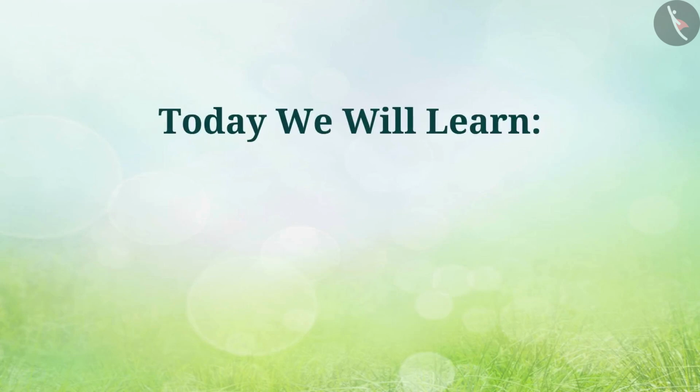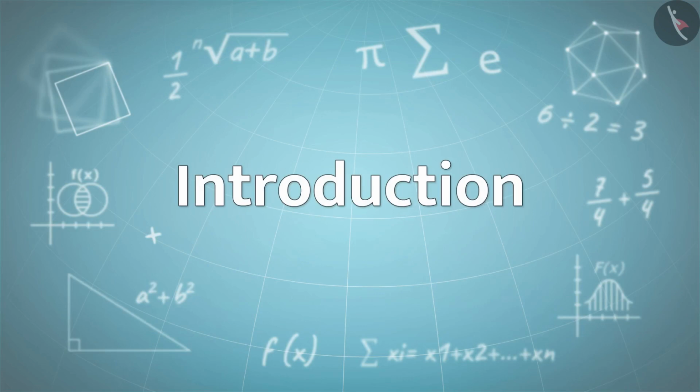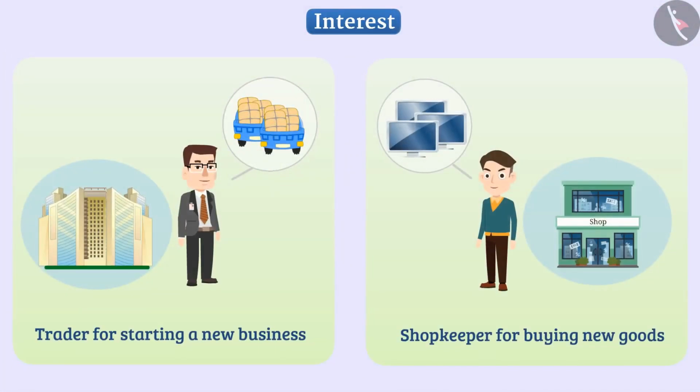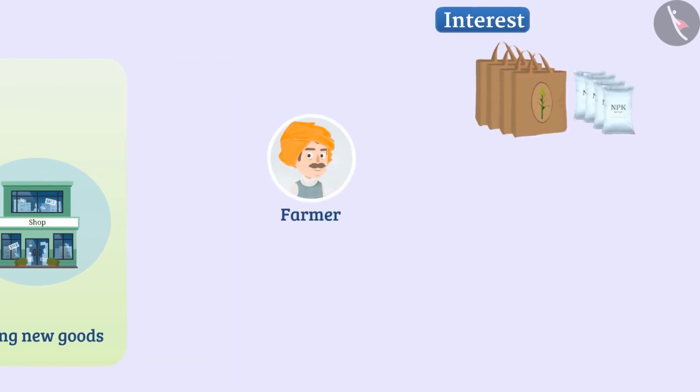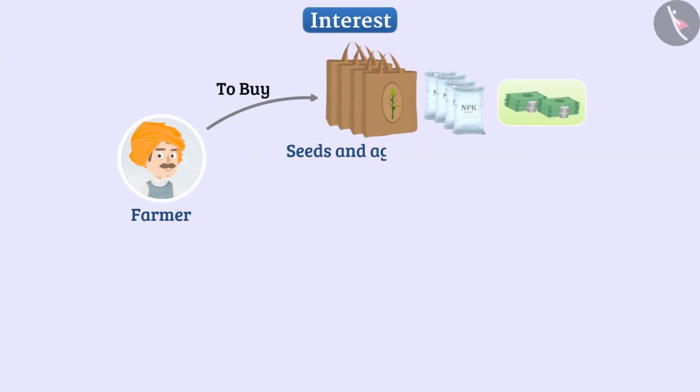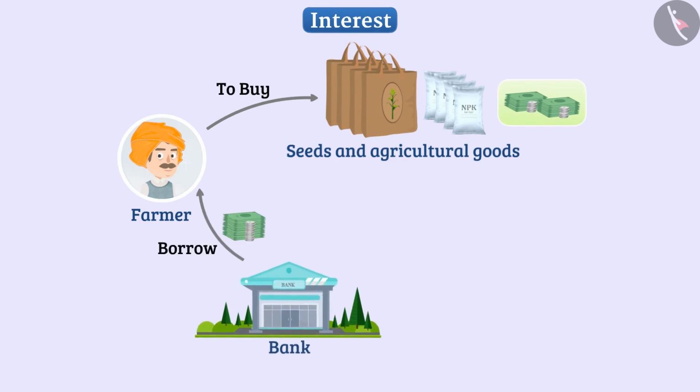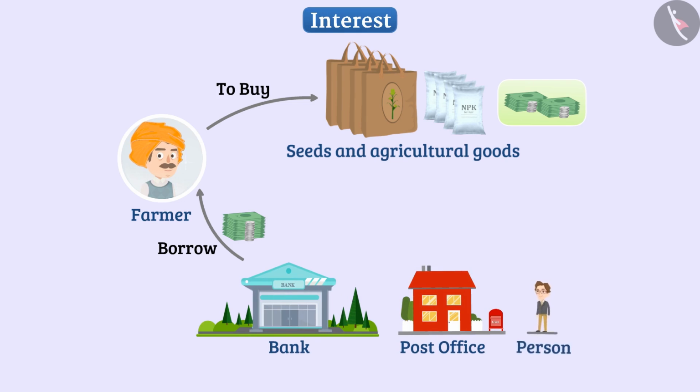Today we are going to learn about interest. There are many situations when we need more money than we have. For example, a trader not having enough money for starting a new business, a shopkeeper for buying new goods, a farmer to buy new seeds and agricultural goods. In such a situation, they borrow money from an institution like a bank, post office, or any person.